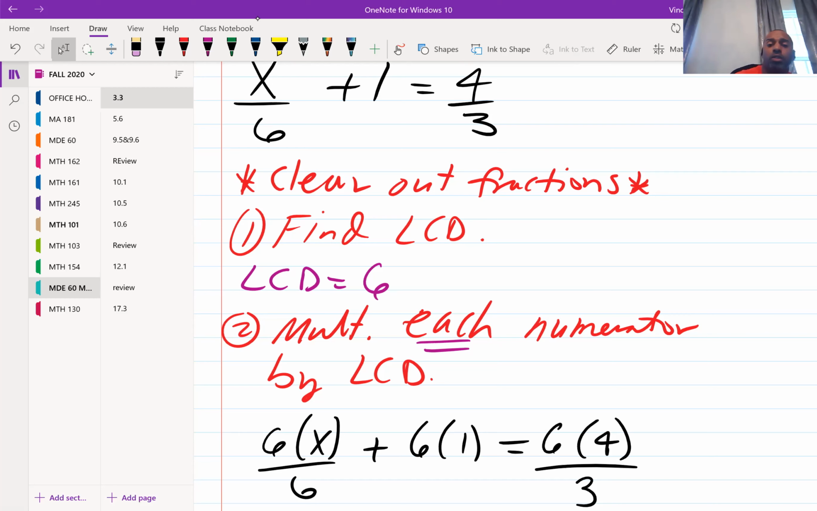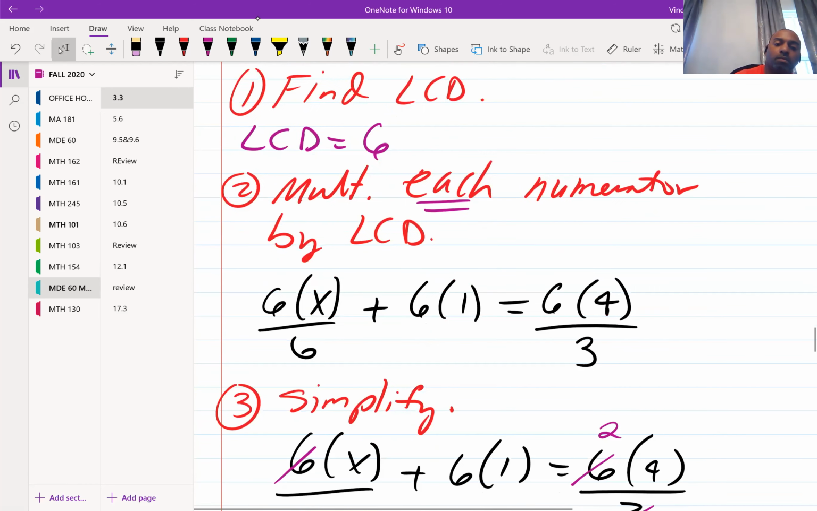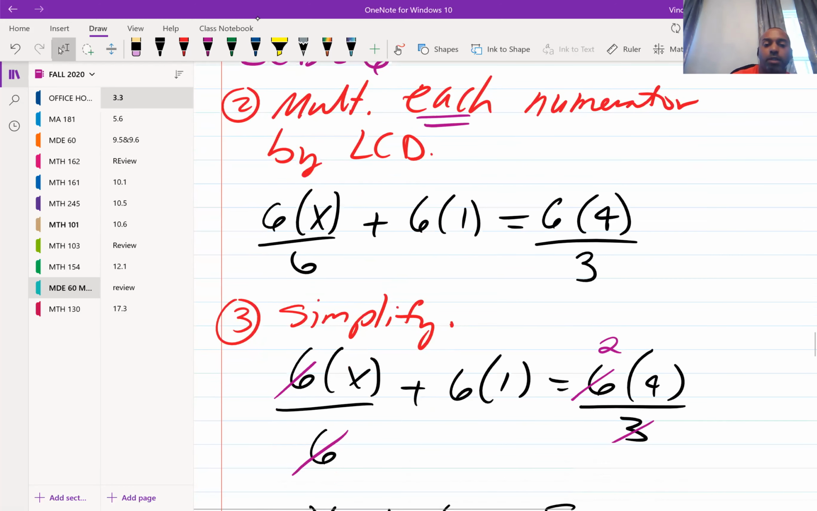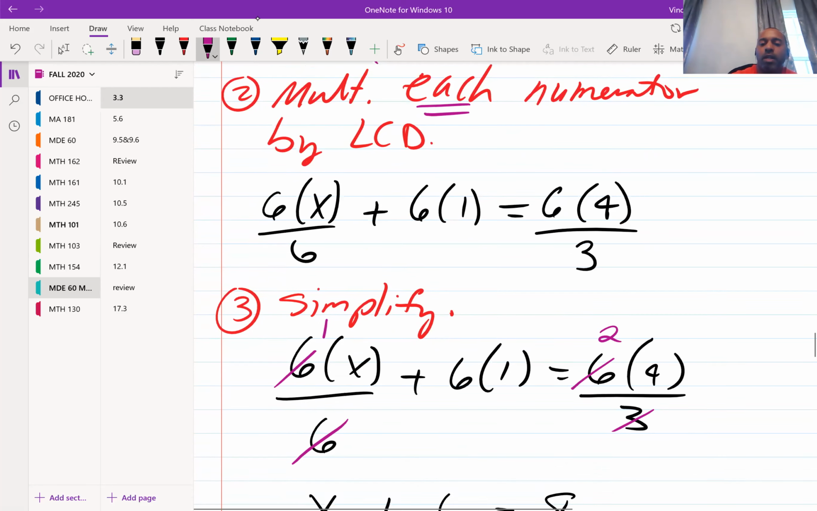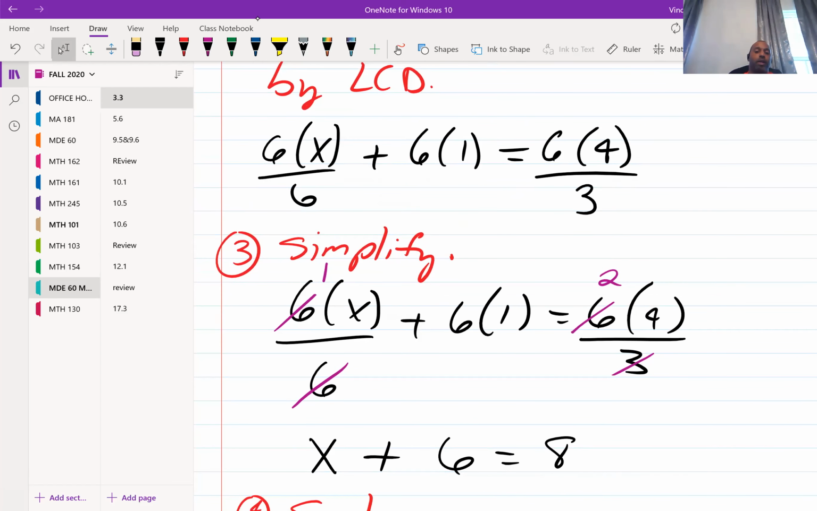And also, we recognize we only multiplied the numerator. We didn't multiply top and bottom, we just multiplied across the equation. From there, you simplify. So the 6's cancel, leaving you with 1. 6 times 1 is 6. And then the 3's cancel in the 6 and leave you with just 2. And so the result will be x plus 6 equal to 8.